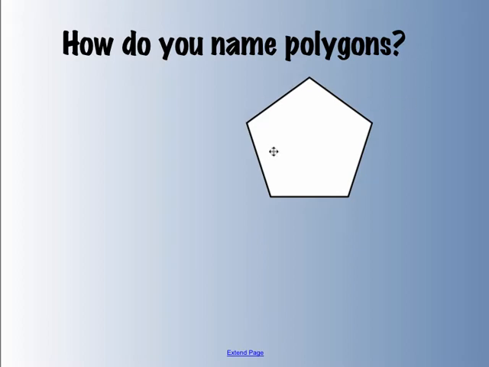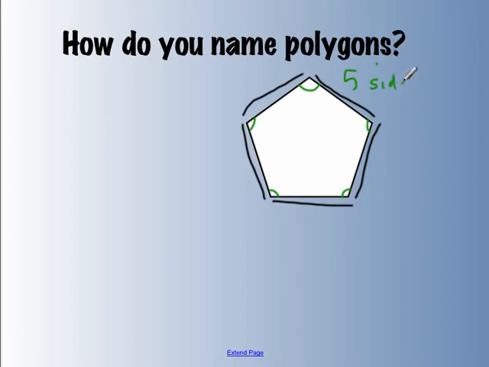I have a shape that I've drawn here that has 5 sides and 5 angles, or vertices. Here's side 1, side 2, side 3, side 4, and side 5. And if you remember, those sides where they meet are called angles or vertices. So here's 1, 2, 3, 4, 5. So this is a shape that has 5 sides and 5 vertices, or 5 angles.